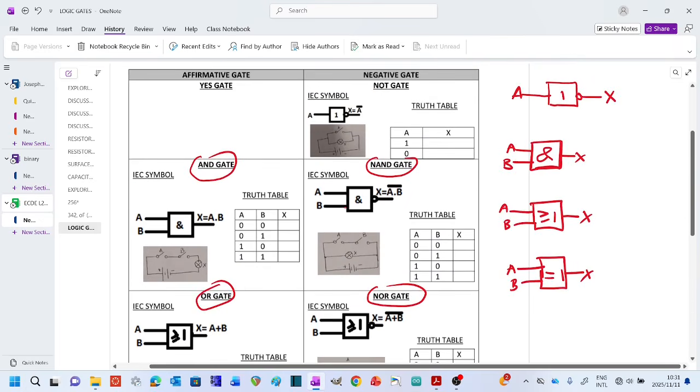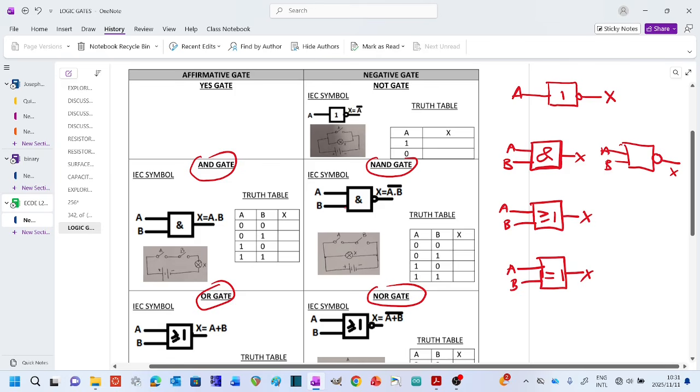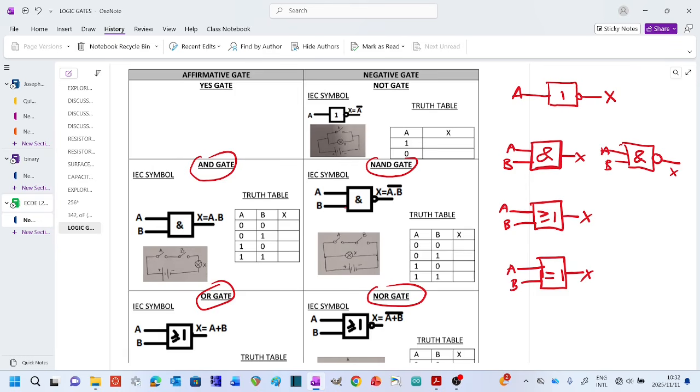So look at how the representation in symbol is going to be. An AND gate is a box with the AND symbol inside, and a NAND gate is exactly the same thing, 2 inputs A and B, but on the output you negate it: you put a small circle there and then you put your output. So that's how your output is going to be, and the AND symbol is there. The only difference is on the output, where you have to negate it.